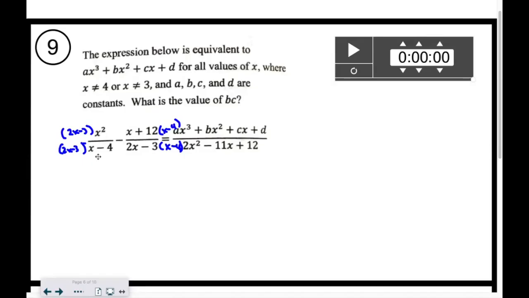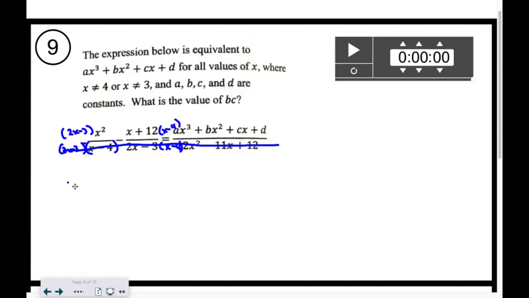And then what's going to happen is we have to realize that when we do 2x minus 3 times x minus 4, that is 2x squared minus 11x plus 12, right? And you could do that, but it kind of has to be. So all the denominators kind of go away, and we're not really concerned with that. And then we just need to simplify the numerators and figure out what b and c are. So let's just do that.